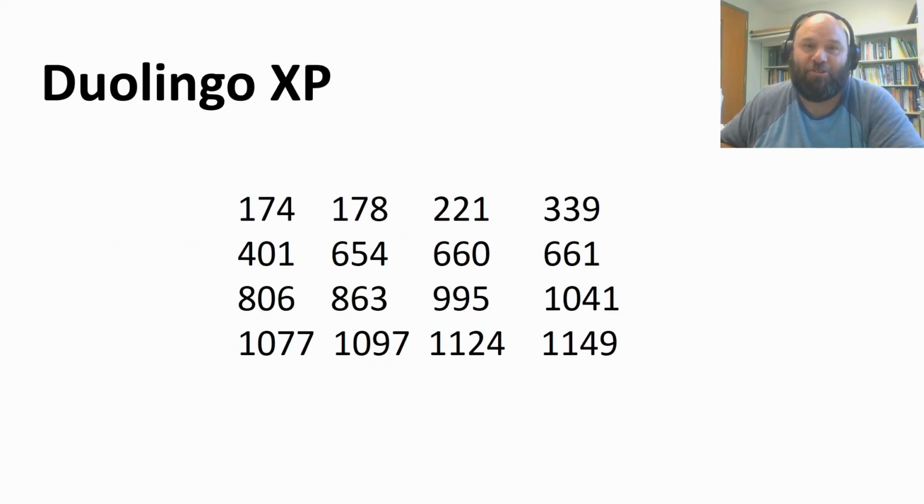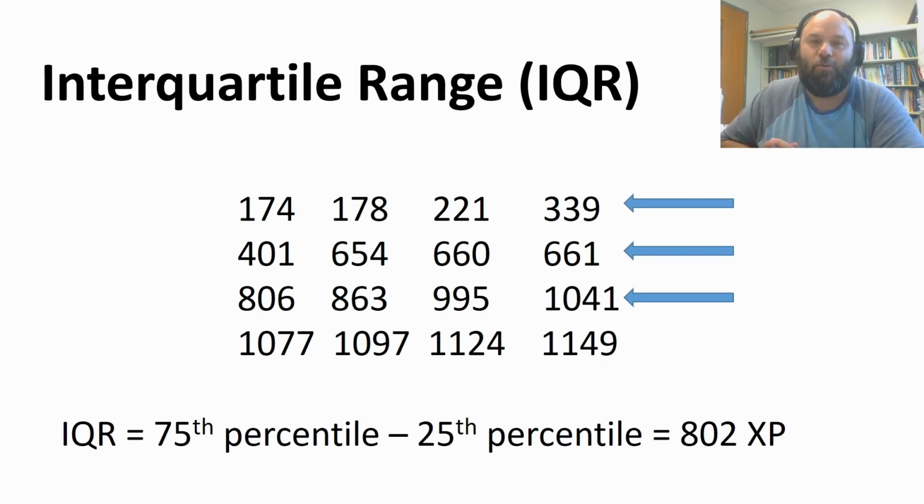Quartiles, however, have a special use in analyzing the spread of a skewed data set. Recall 339 is our first quartile, the 25th percentile, then the 50th, 75th. The interquartile range, also called the IQR, is the difference between the 75th percentile, the third quartile, and the 25th percentile, the first quartile. In this example, that's 1041 minus 339, which is 802 experience points. So for these 16 Duolingo users, the interquartile range, the amount by which the data is spread, is 802 experience points.